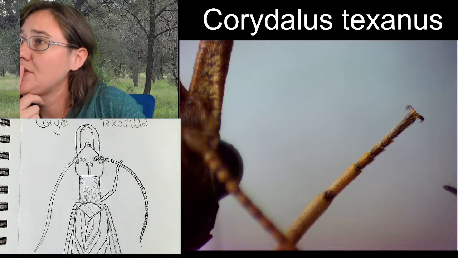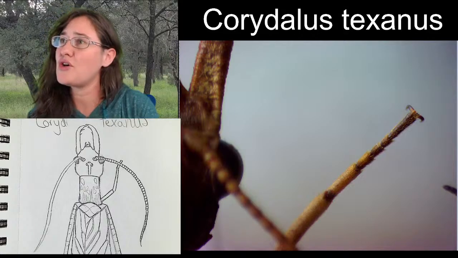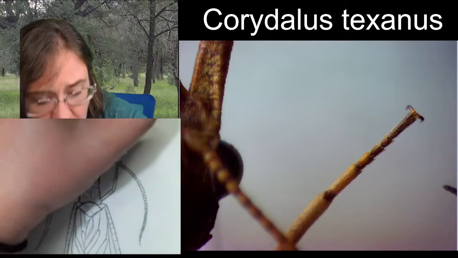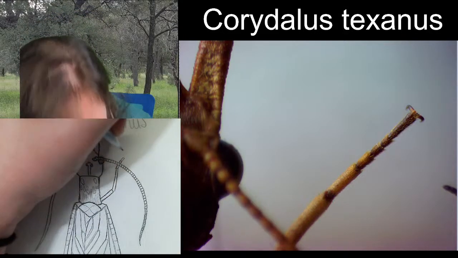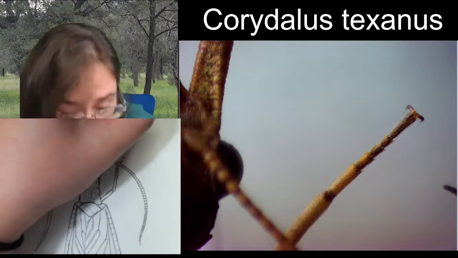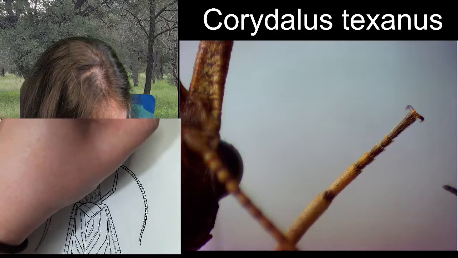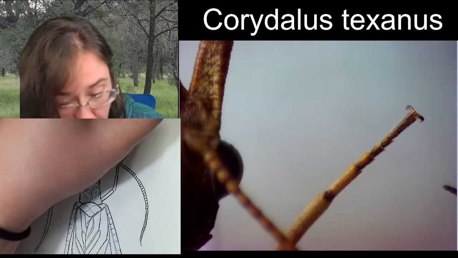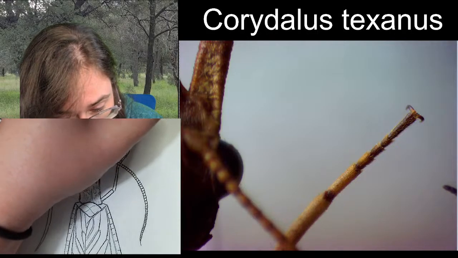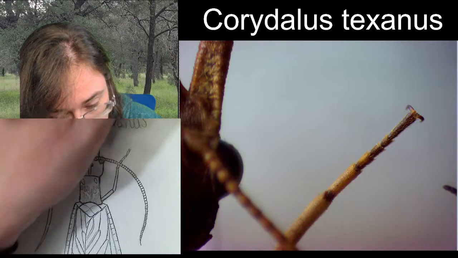1, 2, 3, 4, 5. So it looks like 1 is our largest segment, 2 is about half of that, and then 3 and 4 are little triangular segments, and the 5th one is nice and long and ends with 2 claws.